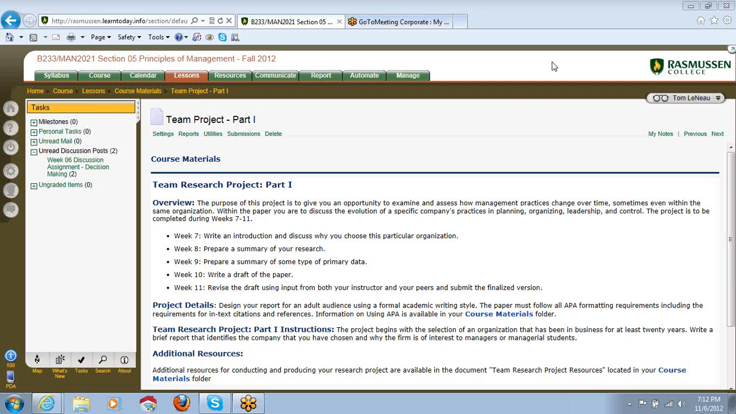So week 7, which is part 1 of the project, pick that company. Find one that's been in business a long time. Find one that's had some management change. And keep in mind, what you're going to be looking for are how management practices have changed in planning, organizing, leading, and control, the 4 basic parts of management. Okay? So that's part 1.